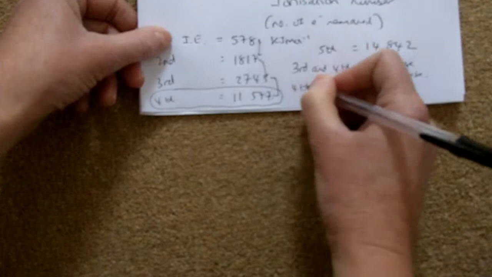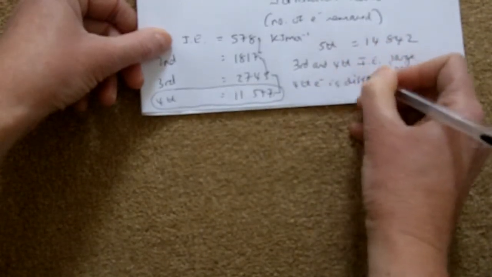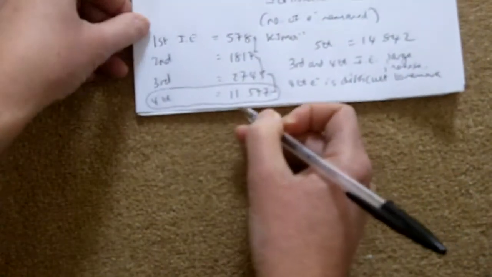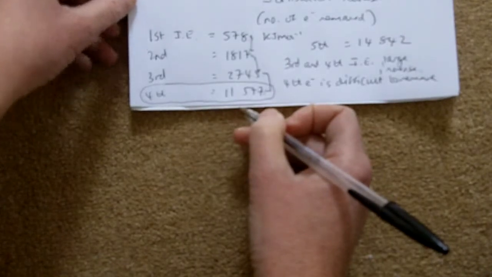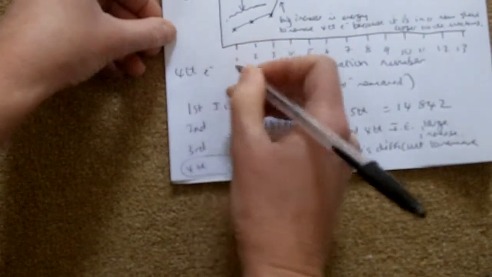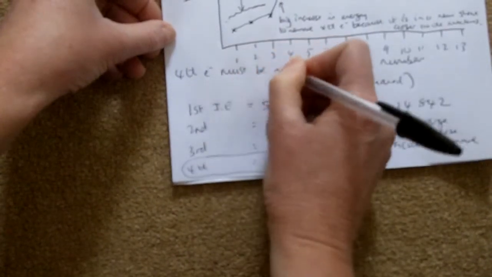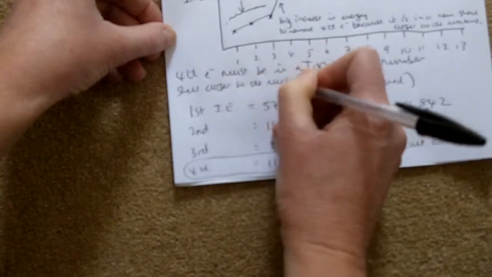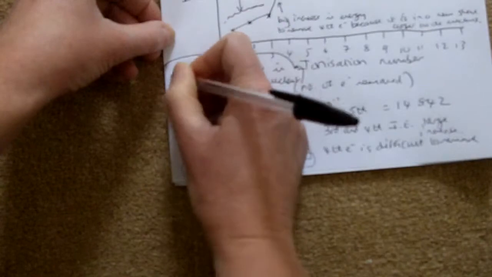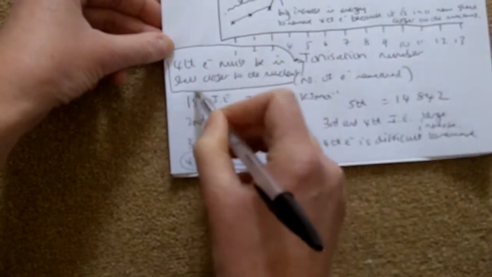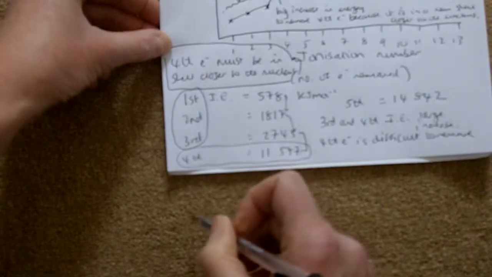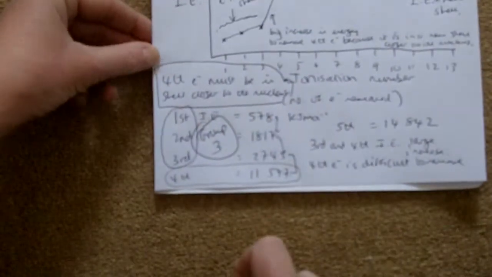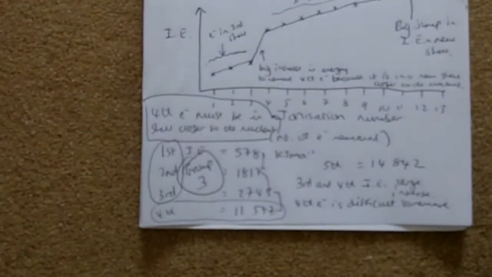So the fourth electron is difficult to remove. That means the fourth electron must be in a shell closer to the nucleus. So the first three are in the outer shell. That means it must be a group 3 element, because the fourth one is really difficult to remove.